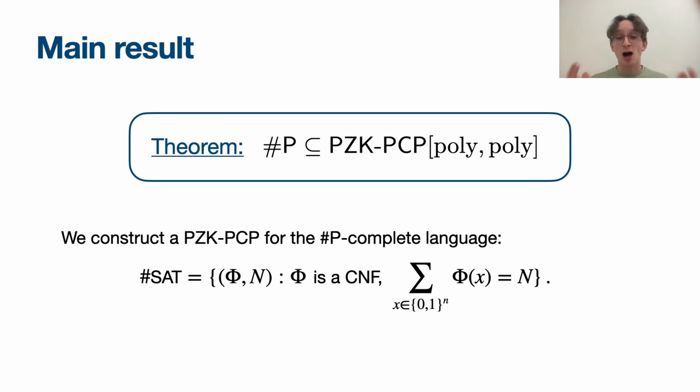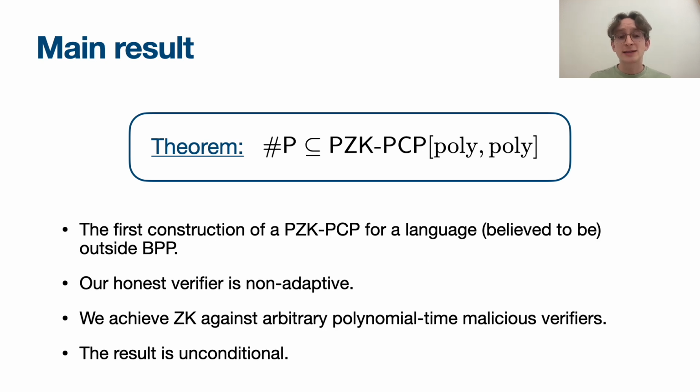The next thing is some comments about the result. This is the first construction of a perfect zero-knowledge PCP for any non-trivial language. If you remember, previous constructions were statistical zero knowledge rather than perfect zero knowledge, so this is the first known perfect zero-knowledge PCP. We also achieve non-adaptivity of our honest verifier.